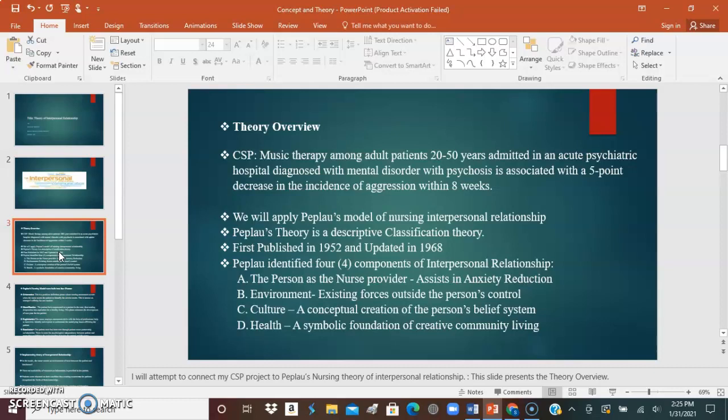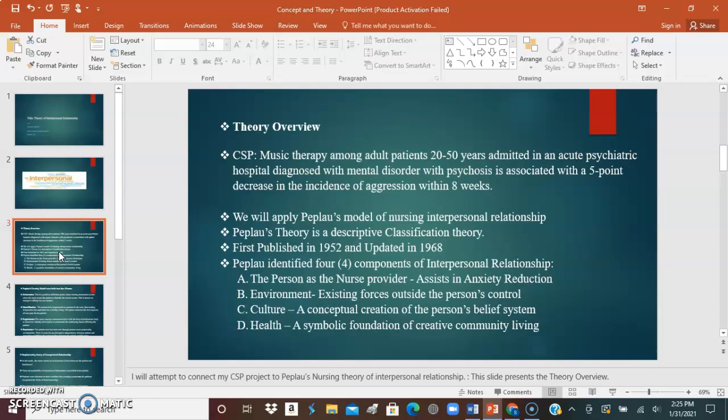Peplau's theory is a descriptive classification theory, first published in 1952 and updated in 1968. In this model, Peplau identified 4 components of interpersonal relationship. The person, as the nurse provider, assists in anxiety reduction. The environment, existing forces outside the personal control. Culture, a conceptual creation of the person's belief system. Health, a symbolic foundation of creative community living.